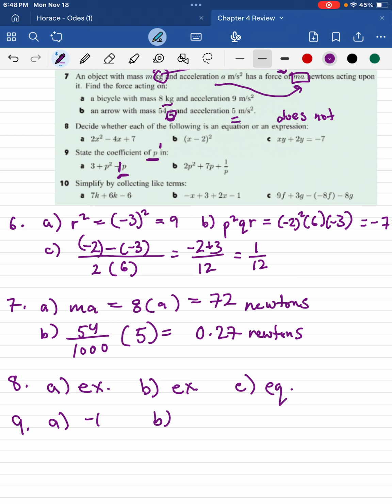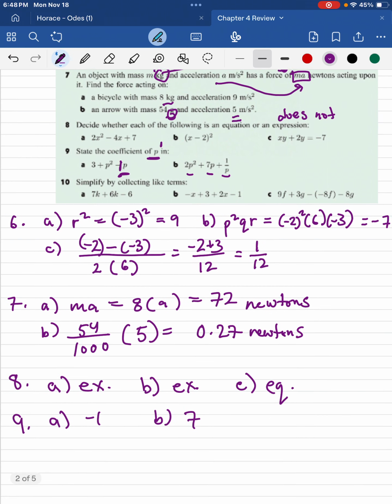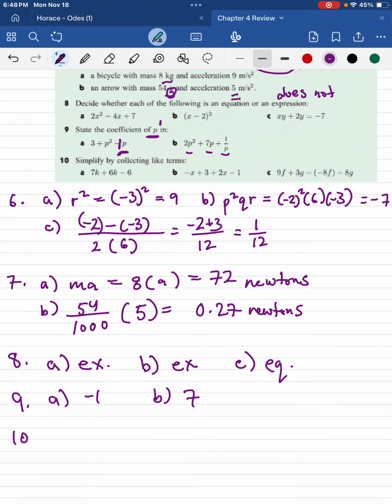For part B, even though there's multiple p's, the only one that's right there, that's on the numerator, not the bottom of a fraction, and the only one with a power of 1 must be that, and that has a coefficient of 7. Number 10, combining like terms.